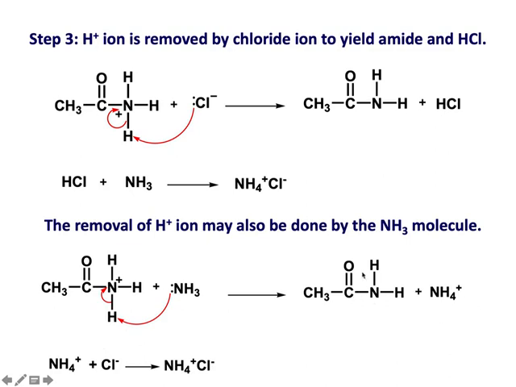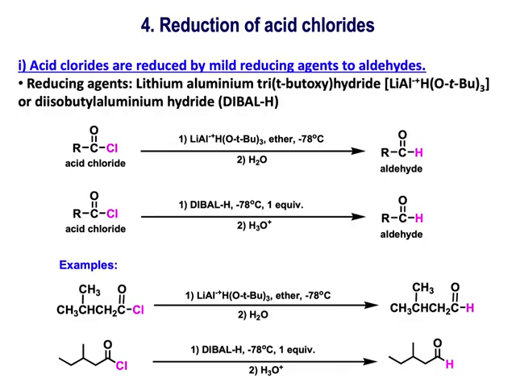So there are two situations. Either you use a chloride ion to remove the proton, or you use an ammonia molecule to remove the proton. The end product is the same, but the side product depends on the ion that I use in this step 3. So next is reduction of acid chloride.